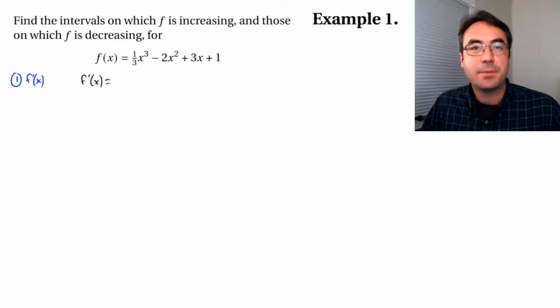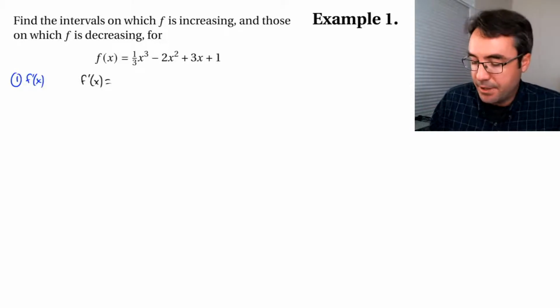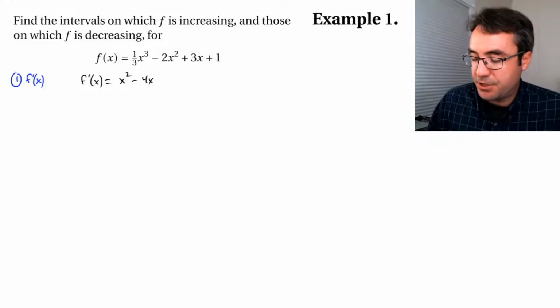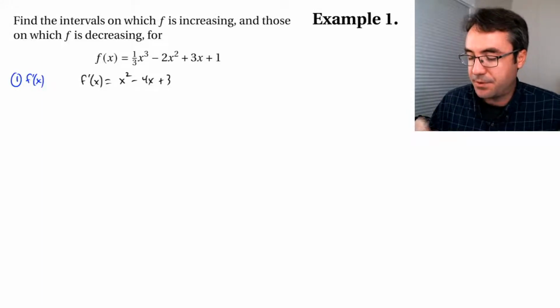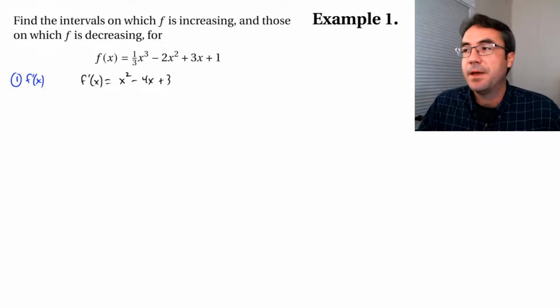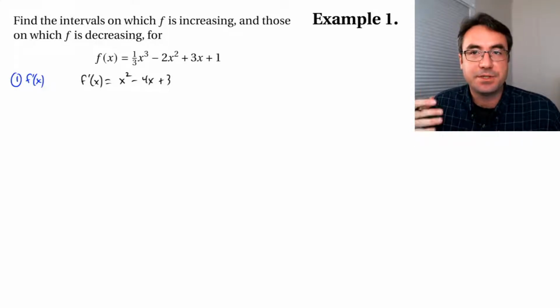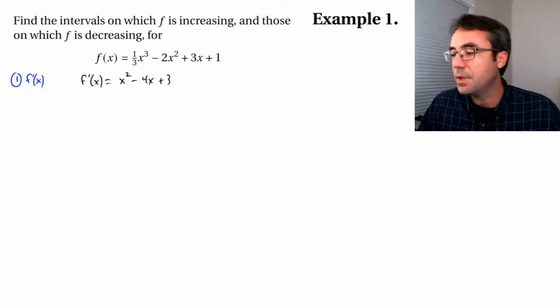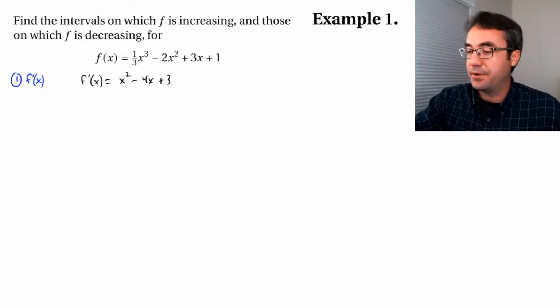So this is a polynomial. Let's just go through term by term, differentiate everything. Differentiate the first term, we get x squared. Differentiate the second term, we get 4x. Differentiate the third term, we get 3. And then the derivative of 1 is 0. All right, so that's our derivative.